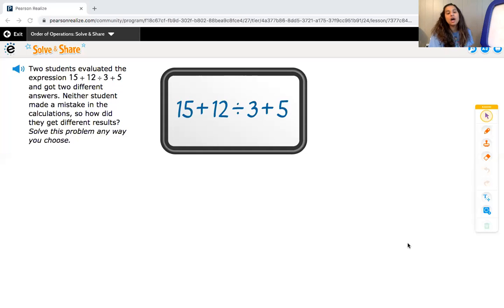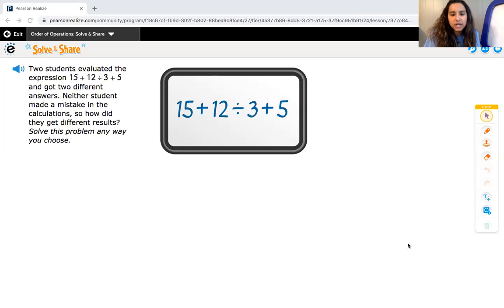Okay, so think about, what are they asking you to solve here? What are they asking you to figure out? In order to do that, go back to the question and reread it to yourself. So I'm going to give you a little bit of time to reread it. All right, so it says, neither student made a mistake. They tried to solve this problem, but neither of the students made a mistake in their calculations. So how did they get different results, or how did they get different answers?